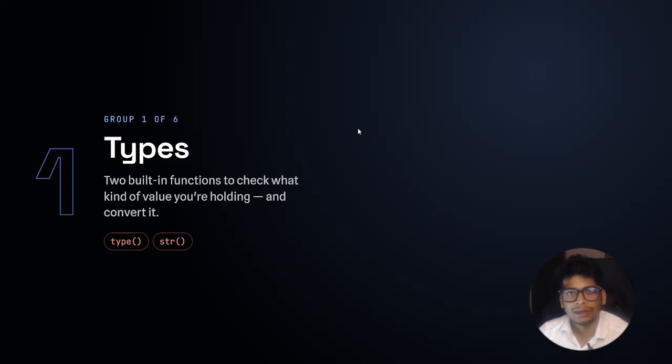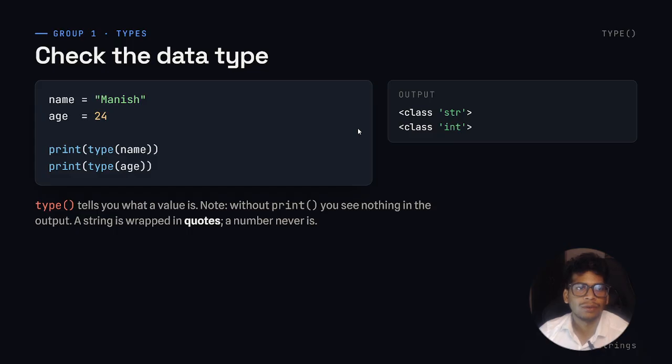So first we are understanding types: how to identify the type of any data which is given. For that we will be using the type function, and if you want to change that data type into string, then we will be using the str function. After explaining it, I will take you to VS Code.